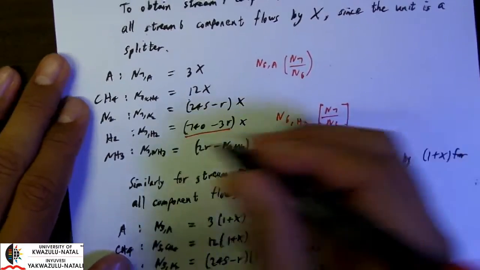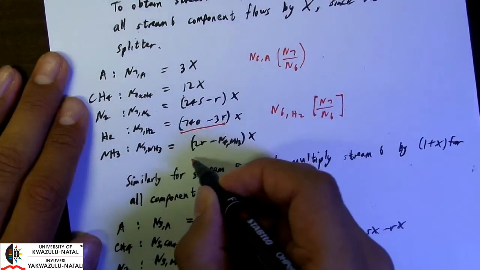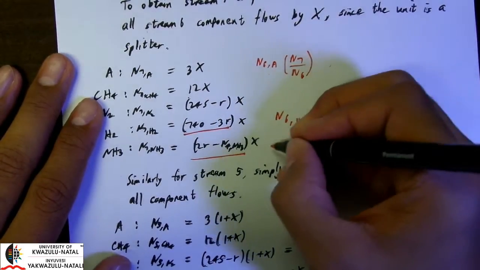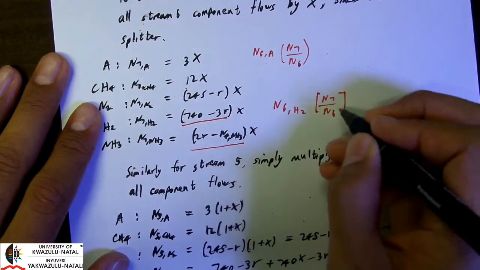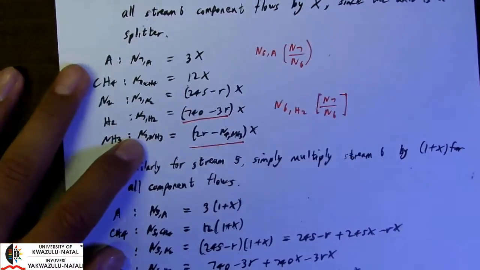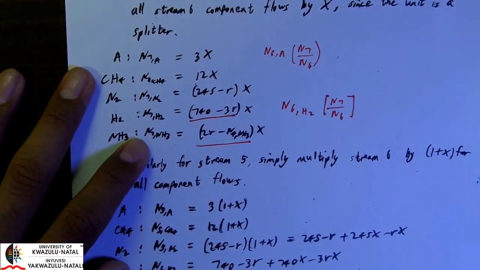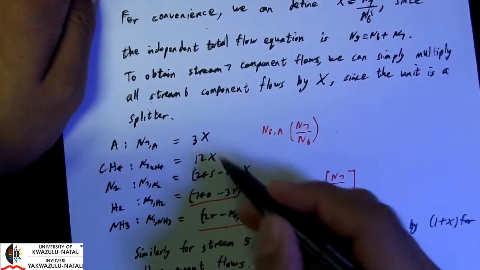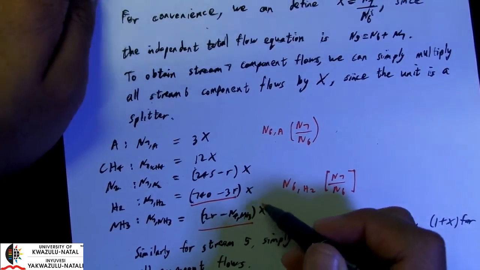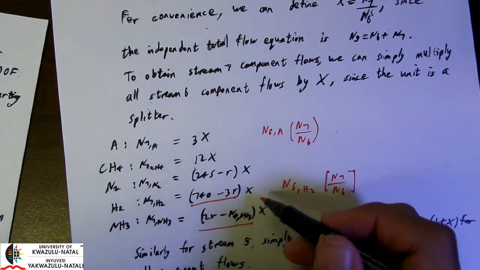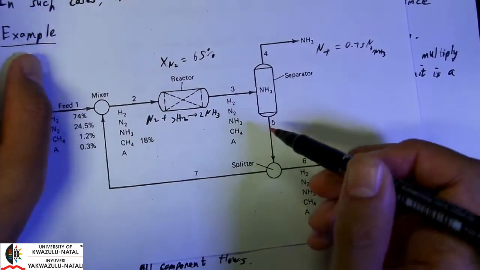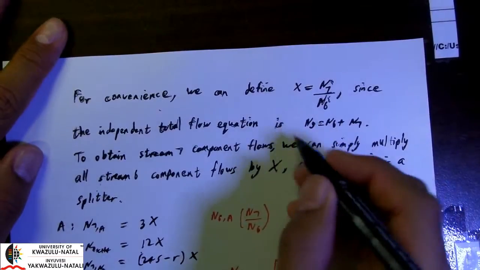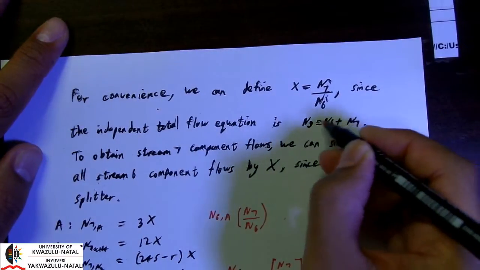Okay, and we can apply the same for NH3. We've proved that N6 of NH3 is equal to 2R minus N4 of NH3, and we are multiplying that by X, so that's simply re-expressing our flow rate of NH3 in stream 7. Now, just as we've expressed all of these components in terms of this new unknown X, we can also express our stream 5 over here in terms of 1 plus X. Okay, and that's simply notable if we divide throughout by N6 for this equation.